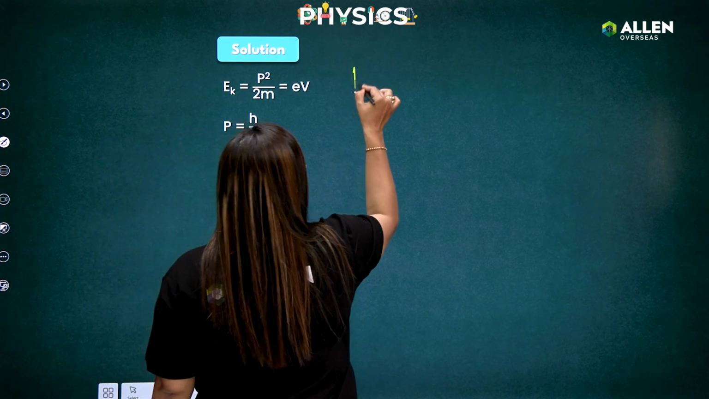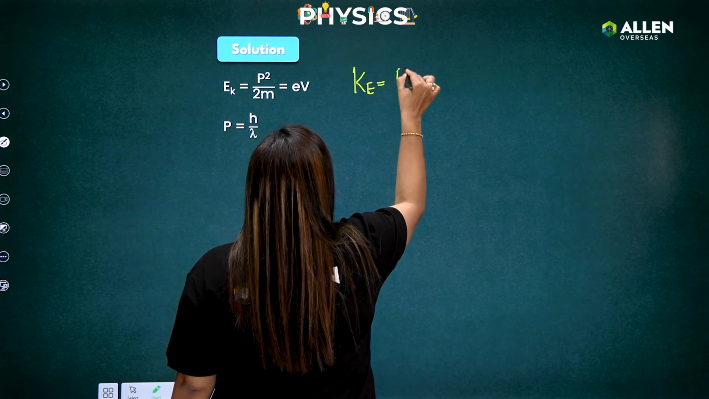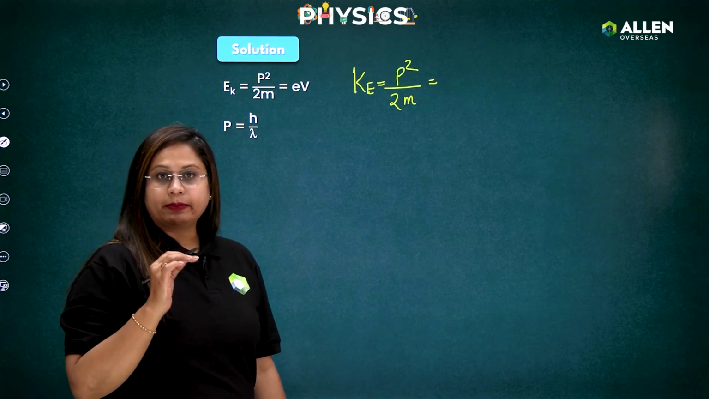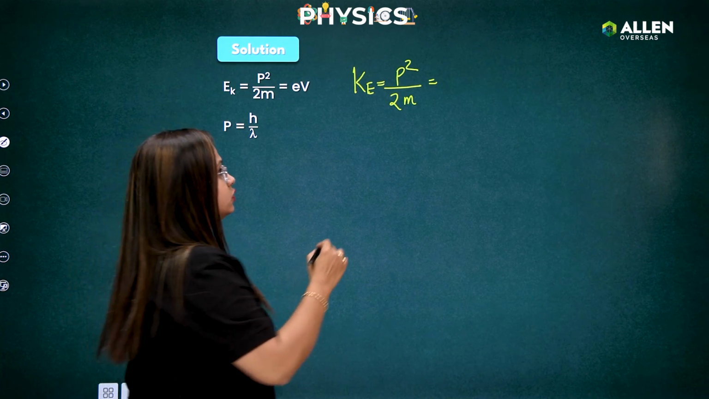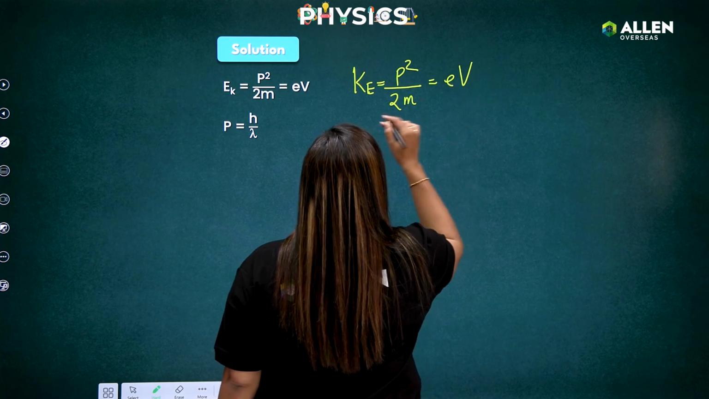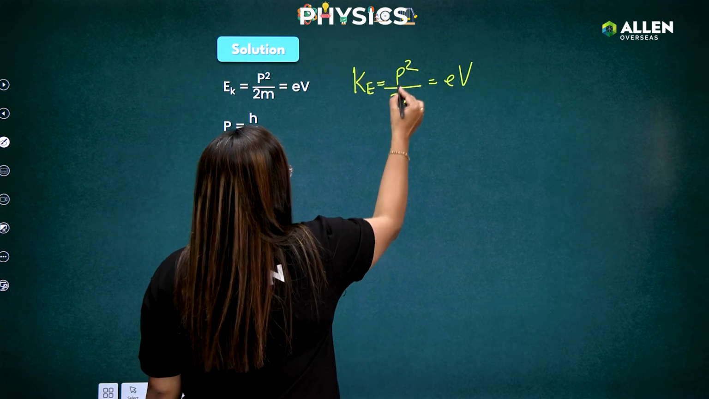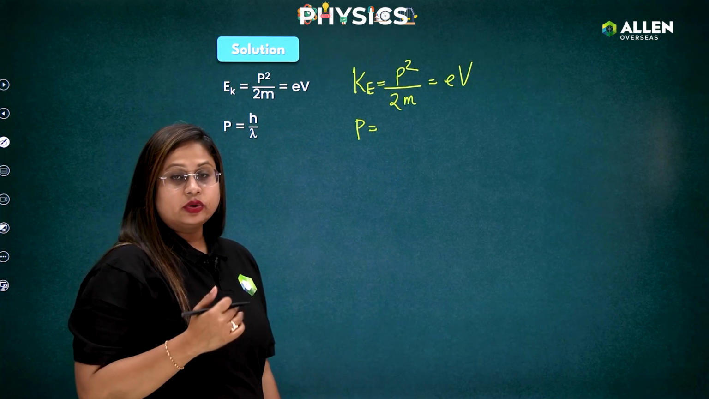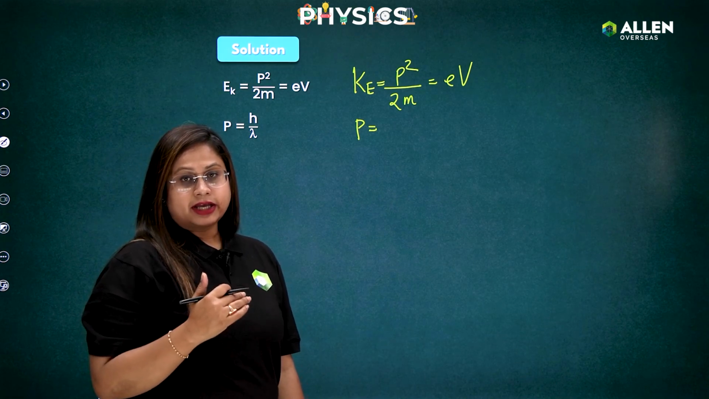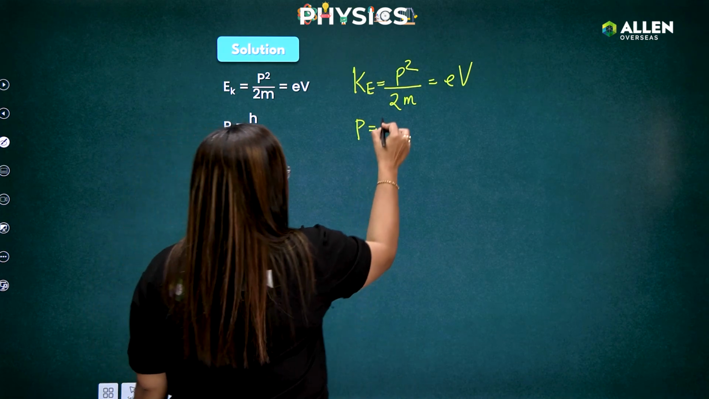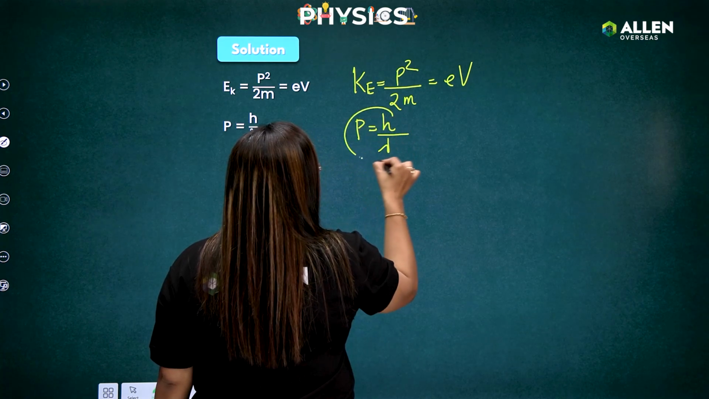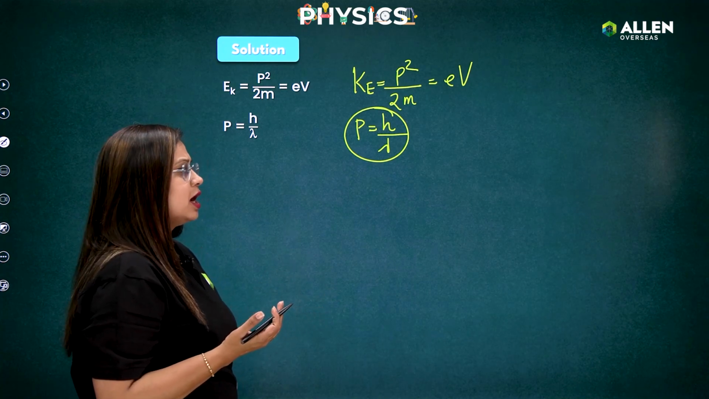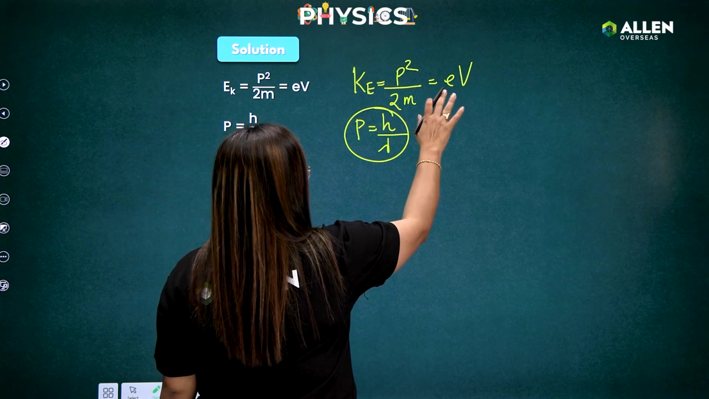You know that the kinetic energy is equal to P square upon 2m, and this kinetic energy is possessed by an electron due to the application of electric potential. Let this electric potential be V. And what is the relationship between the momentum of an electron and the wavelength? You know that momentum is h upon lambda, where h is Planck's constant, which is a constant again, and we are required to find the comparison of these two.